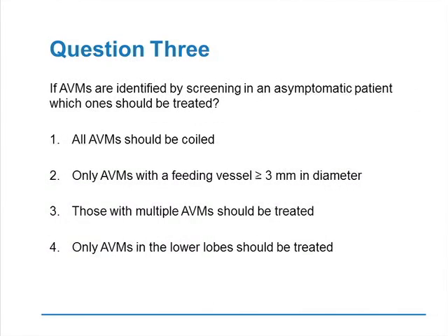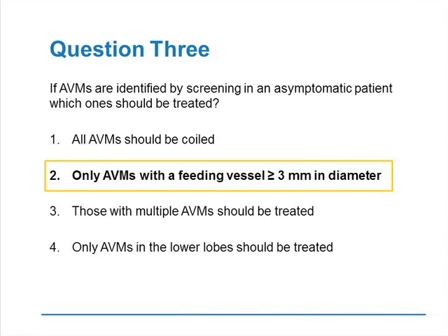So if an AVM is identified by screening in an asymptomatic patient, because we said asymptomatic patients do benefit from treatment, which ones should be treated? So should all AVMs be coiled? That's the first question. Second question is, AVMs with a feeding vessel more than or equal to 3 millimeters in diameter should be treated. Only patients with multiple AVMs should be treated, or only patients with AVMs in the lower lobes should be treated.